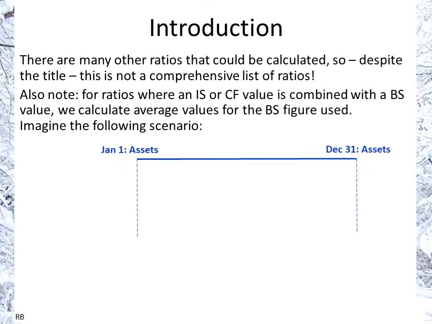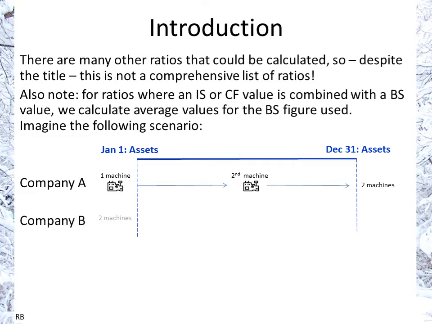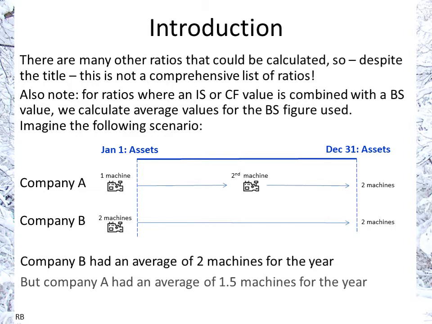So imagine we start the year January 1st, end at 31st, and company A has one machine and buys a second machine. Therefore, it'll end the year with two machines. Company B has two machines from the beginning of the year and doesn't buy a second one. So company B had an average of two machines for the year, but company A actually had an average of 1.5 machines for the year. So if you're looking at volume of production or efficiency, saying they had two machines, because you're looking just at the balance sheet value at the end of the year, would not quite be a fair comparison.